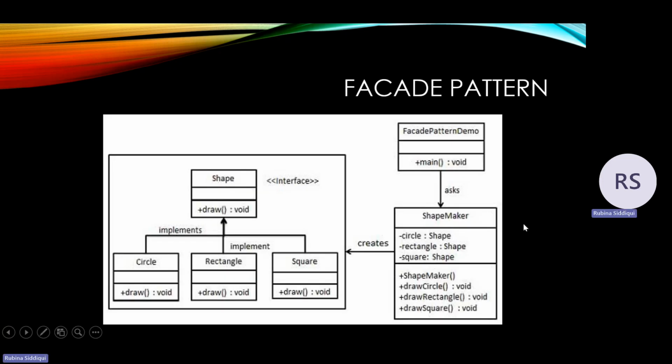Then we have the facade pattern. And this one looks a lot more difficult than all the others. So you have the facade pattern demo, which goes into shape maker, and then it goes into the create interface. And this is what the user sees. So you can make different shapes: circle, rectangle, square. The facade pattern provides a simplified interface to a complex subsystem. So this is the simplified interface, and this is the backing of it.